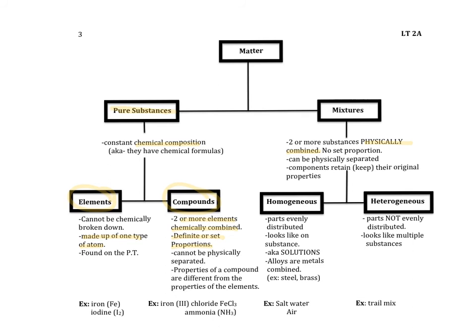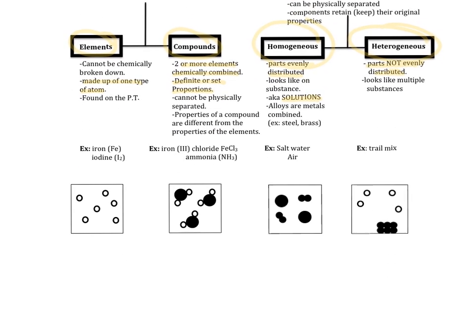So homogeneous means that those parts are evenly distributed. It looks like one thing, so we have that other vocabulary term, solutions, in here. Heterogeneous means they're not evenly distributed. You can actually see separate components in it. And so we've got some examples and some pictures at our molecular level here.